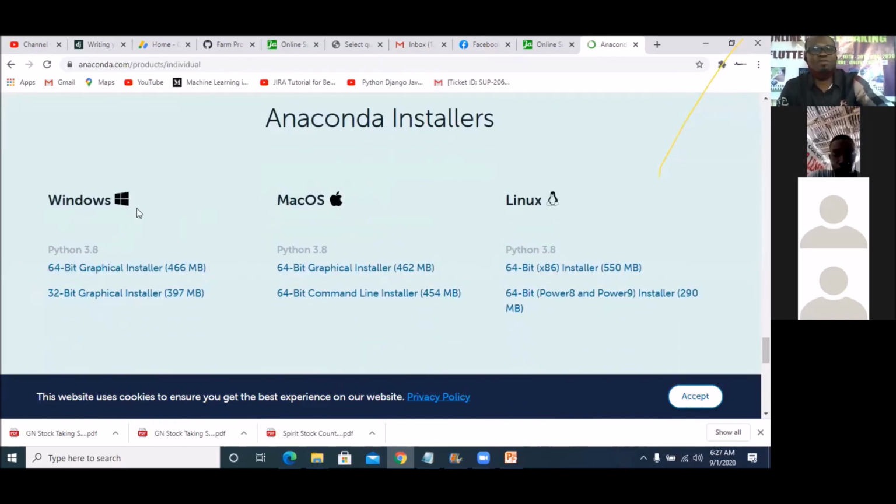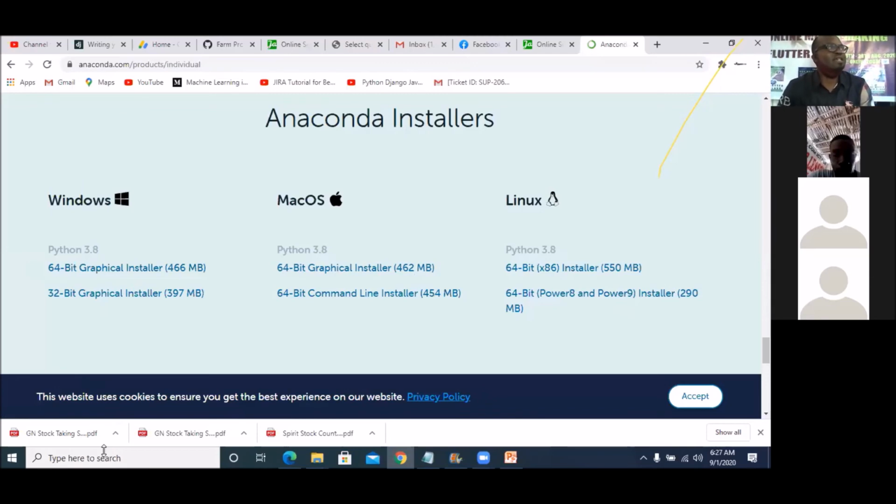Most of you here are using Windows. So if you're using 64-bit Windows, click on this. If you're using 32-bit, click on it. If you're using Mac OS, click this one. If you're using Linux, depending on what you are using. I'm using Windows 64-bit, so I'm going to click here. And I clicked here yesterday, so it's already downloaded. So I'm going to move straight to installing.